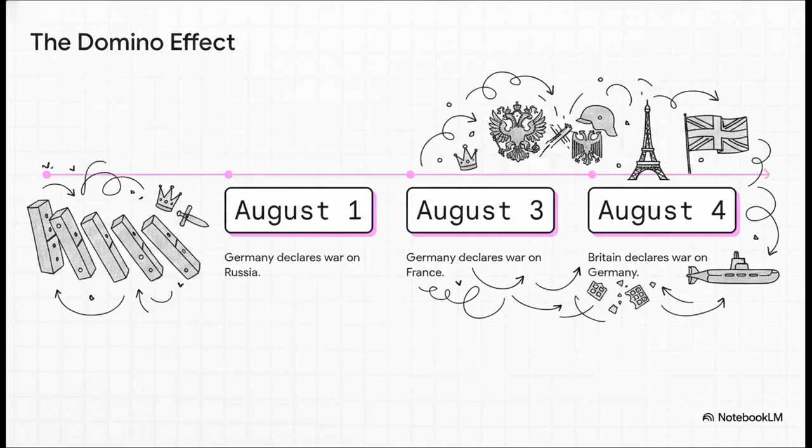And here is where we see that crazy domino effect in action. Because of those giant alliance teams we just talked about, a fight between two countries was never going to stay small. Russia steps in to protect Serbia. Then Germany steps in to help Austria-Hungary, declaring war on Russia and France. And when Germany decides to march right through neutral Belgium to get to France, well, Britain couldn't just stand by, so they declare war on Germany. It's wild. In literally just a few days, all the dominoes fell, and the world's major powers were at war.